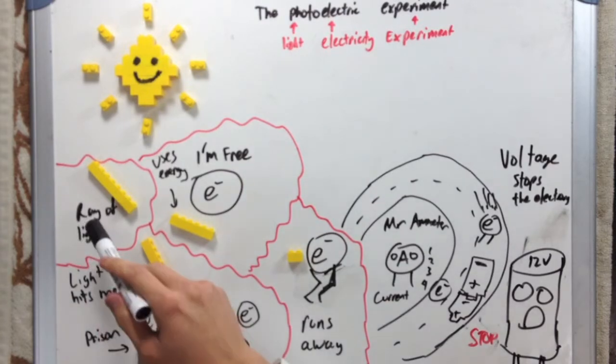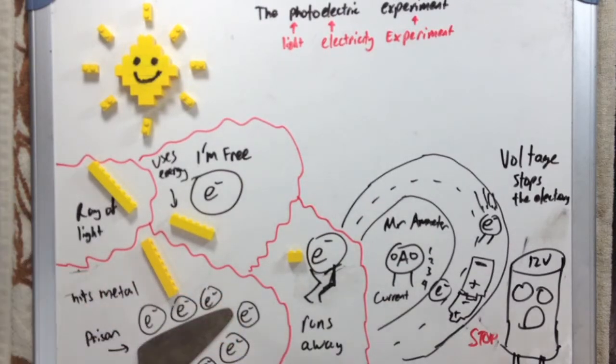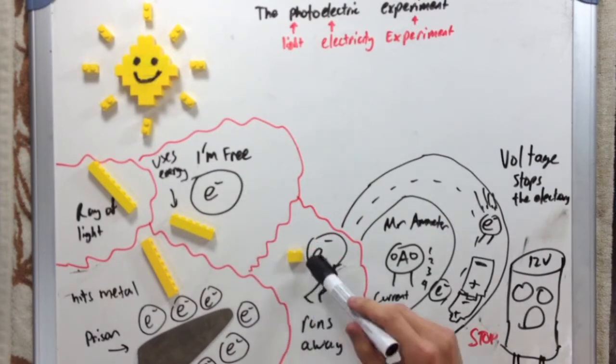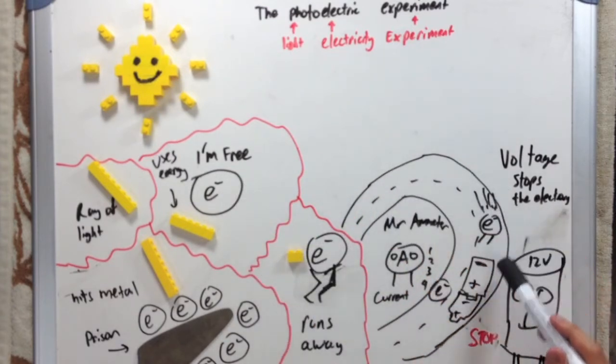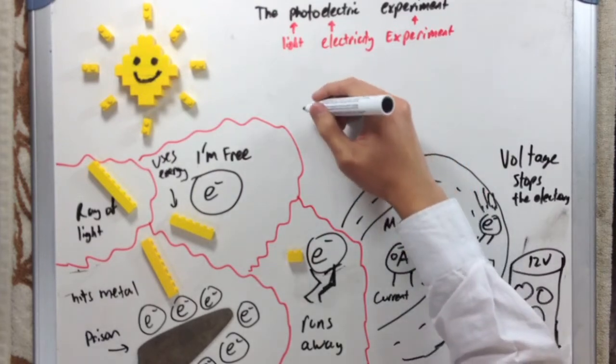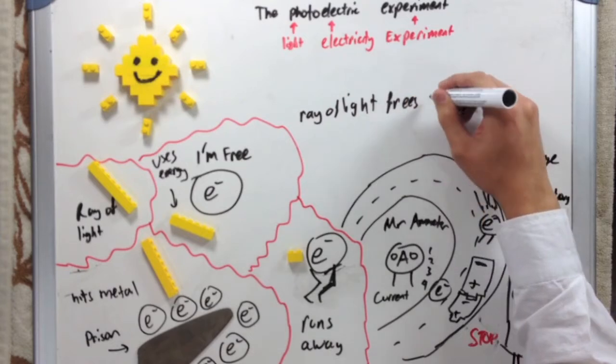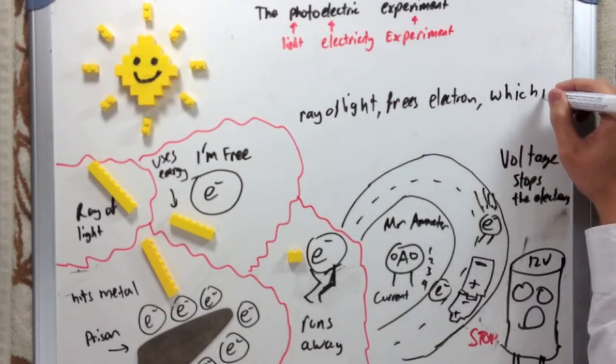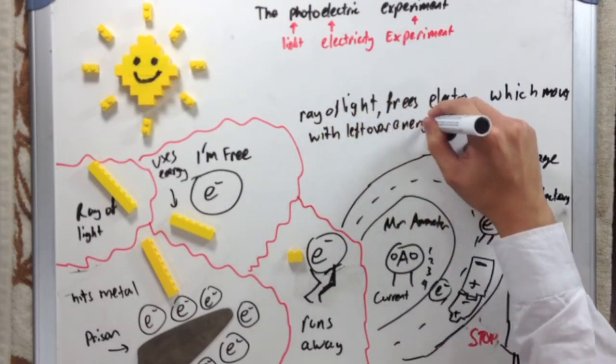Anyway, to summarize, we start with a ray of light, which hits our metal. It then frees the electron while using up some of the energy. The electron takes the leftover energy and goes through our circuit, which we measure with an ammeter and a voltmeter. One more time. Ray of light, frees electron, leftover energy, which is stopped by our voltage.